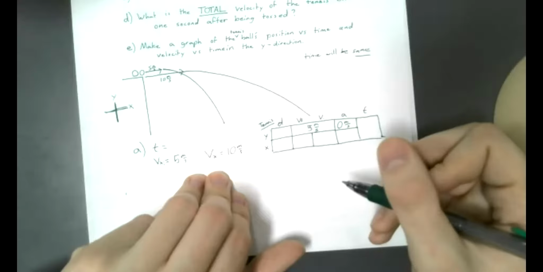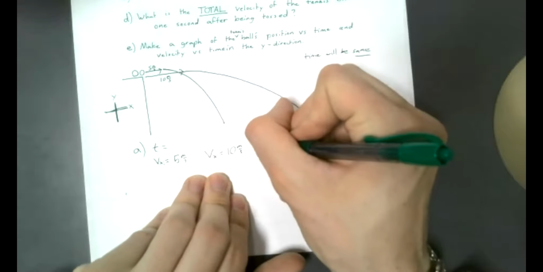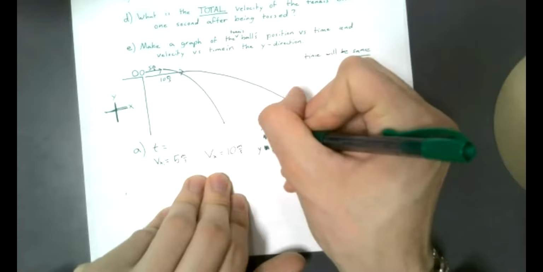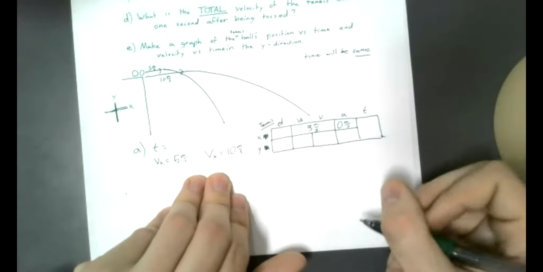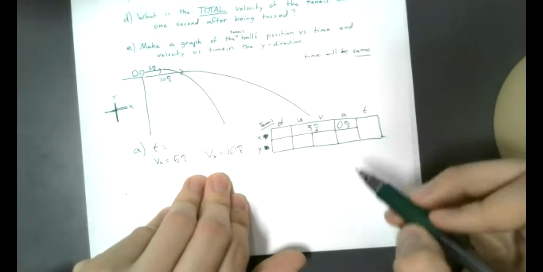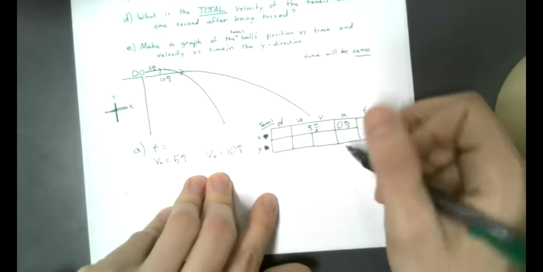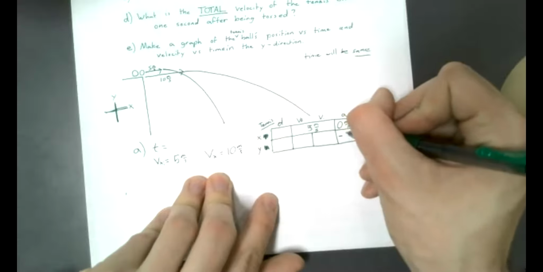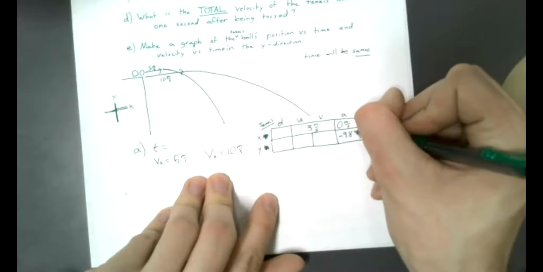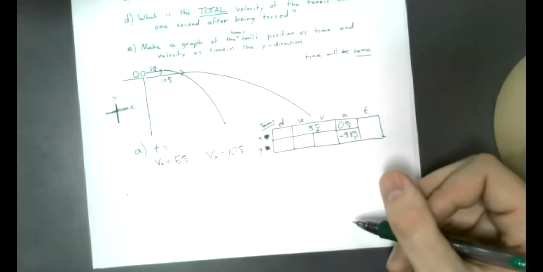Oh, I mixed up X and Y. This is supposed to be Y on the bottom, and X at the top, which is why I'm writing it the way it is. Yeah, 5 meters per second in the X direction, 0 for a. And now we're back on Earth, unlike the first question, so our Y acceleration is going to be, again, negative 9.8 meters per second squared.